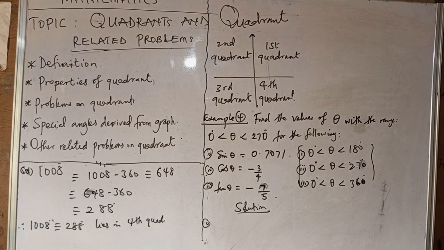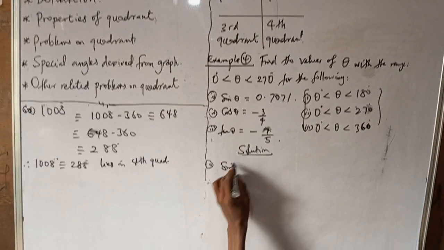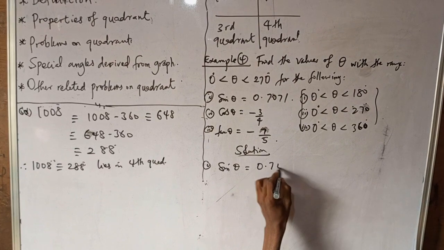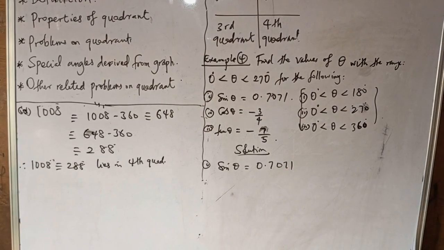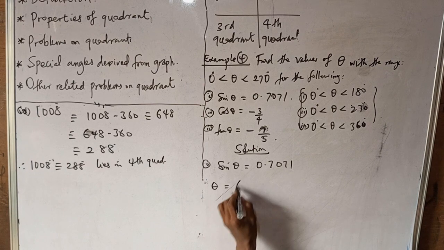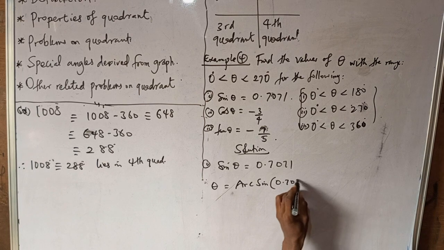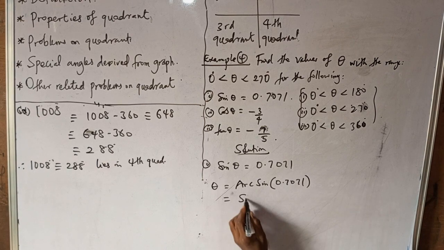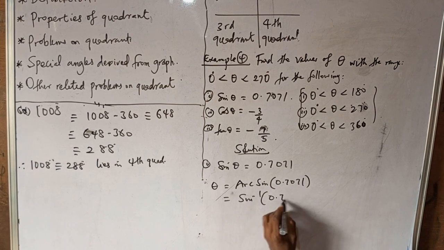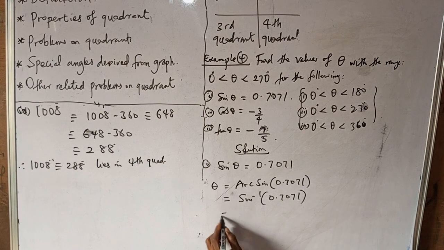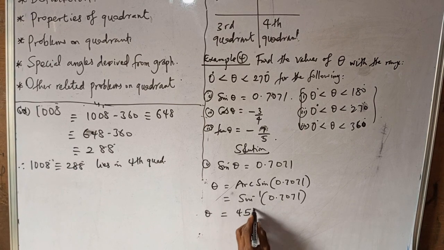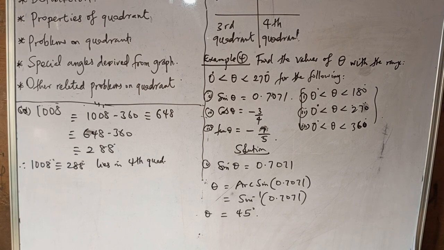So the first one, I have sine theta is equal to 0.7071. What you do first is to get your theta, so you get the inverse of that angle. So our theta is equal to arc sine 0.7071, which we normally write as sine inverse 0.7071. And this will give me 45 degrees. That's my value of theta.